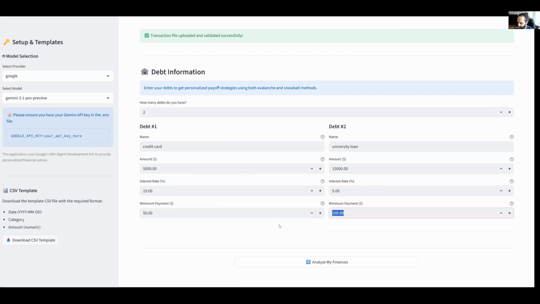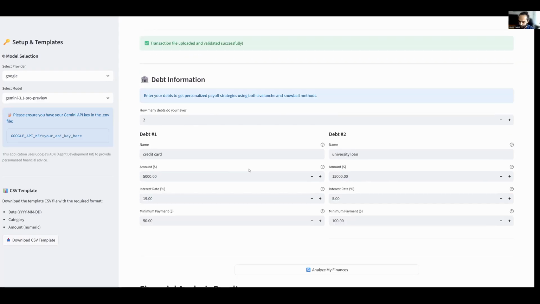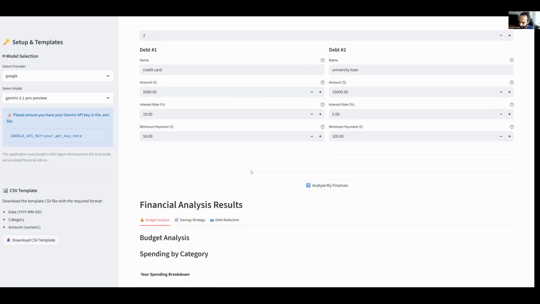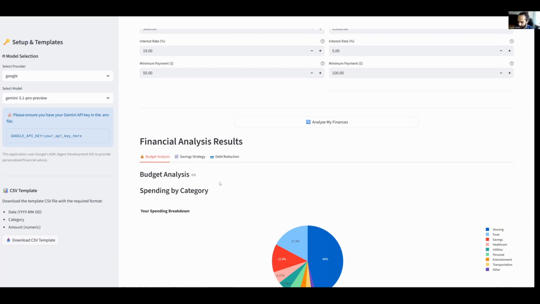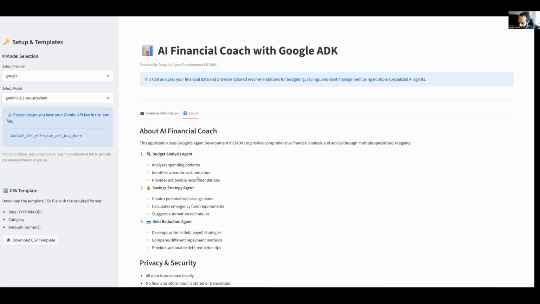Once we insert all this information, we click on Analyze Finances. After that, we will have our agents working on all this data. So once our agents finish their analysis, they provide us with insights on our expenses and their recommendations. But before going into details of the agents' insights and recommendations, let's check out what we have as agents. So here, we actually have 3 agents in total.